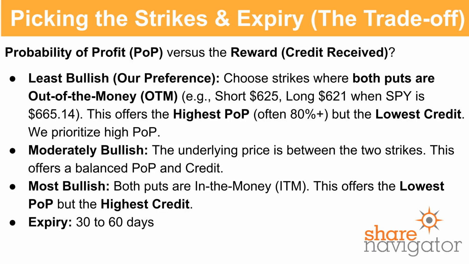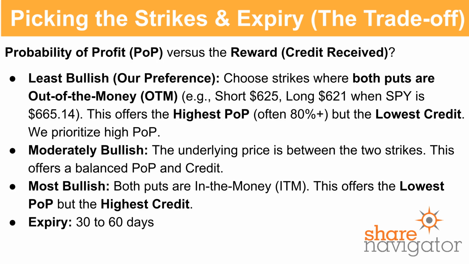For SPY, we picked the 625 and the 621 strike prices. Remember, SPY was trading at 665, so this gave us a lot of wiggle room for the share price to fall and we would still make a profit. So you're least bullish in that scenario, but your probability of profit is at its highest.